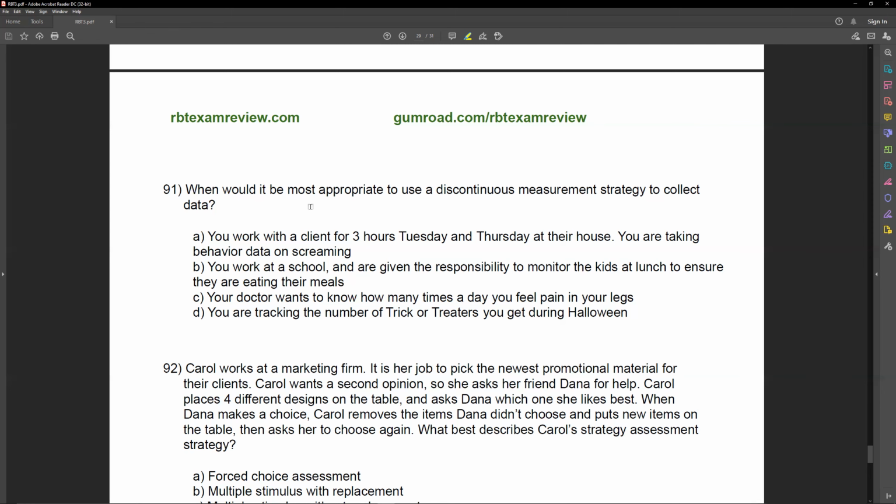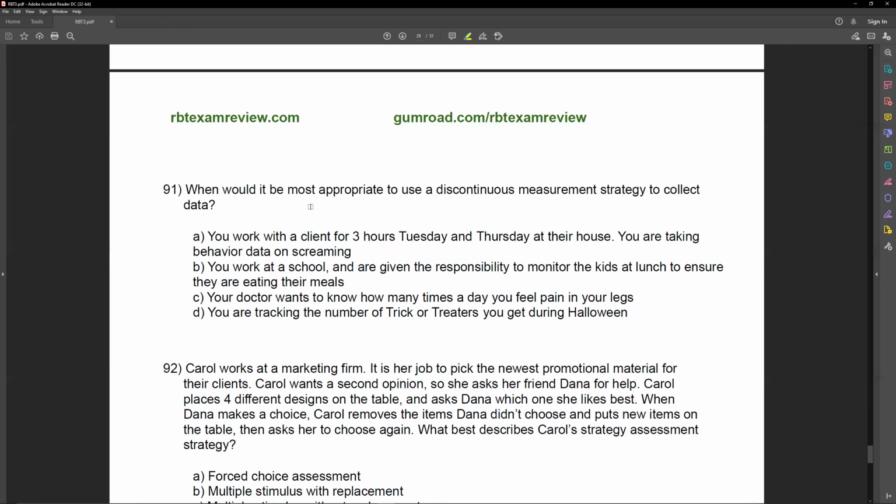So A, you work with the client for 3 hours Tuesday and Thursday at their house. You're taking behavior data on screaming. In this situation, continuous measurement would be best, right? You want to know every time they scream or how long they scream for, and you're going to capture every instance of that behavior, okay? So you're not going to use discontinuous here. Continuous would be a better option.